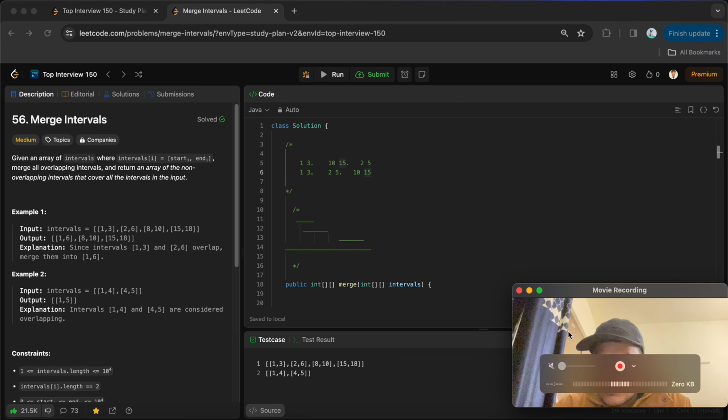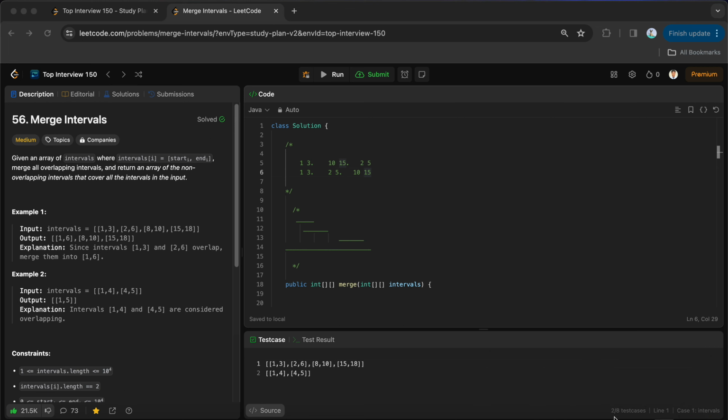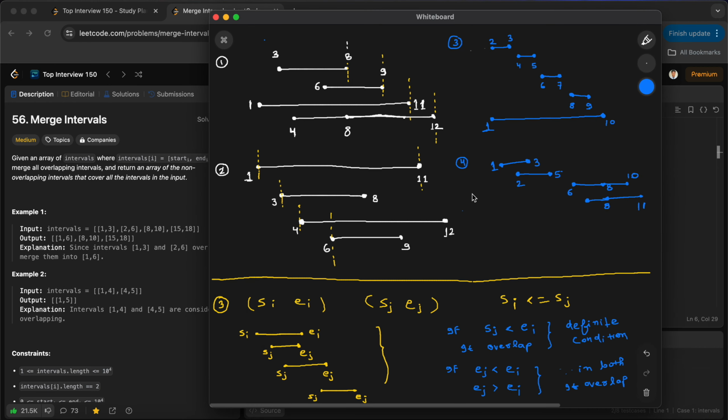So let me share my screen. Yeah. Here, suppose I sort on the basis of end point. What is happening? Suppose I sort this array, like 3, 8. We have been given this array and we sort it on the basis of these endpoints. Suppose they are sorted here. So what benefit can we get here?